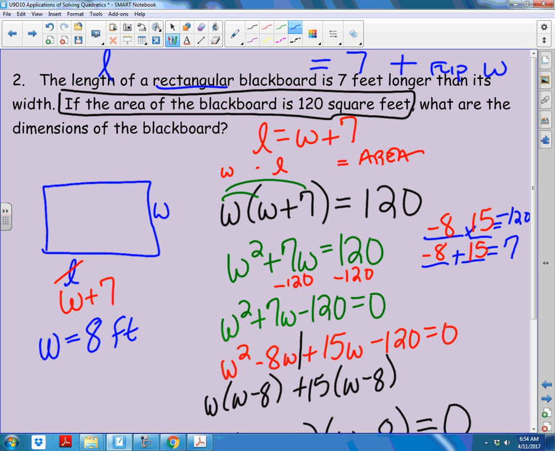Now here's where you have to be careful. Go back to the question to make sure you're answering it. It asks what the dimensions are. That means we also want the length.